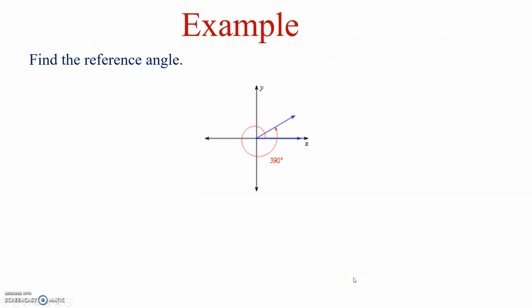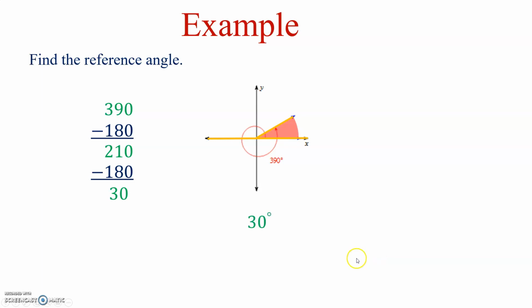So we'll do a couple examples. It says find the reference angle. Again, the reference angle is between the terminal side and the x-axis. So that's the portion we're focused in on. We simply start subtracting 180 until we get to a value between 0 and 90. There we go. 30 degrees is our reference angle. And if you look at this little pink region, it does look to be about 30 degrees.